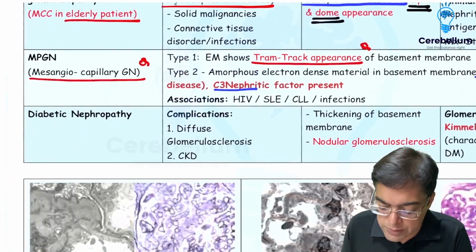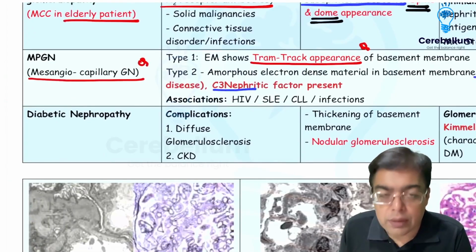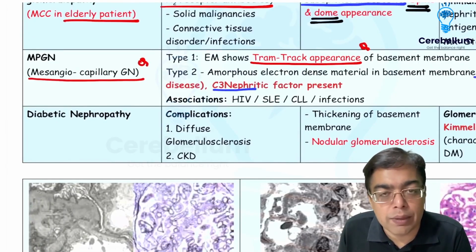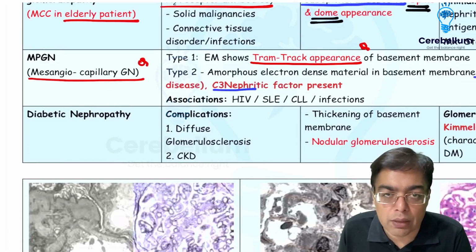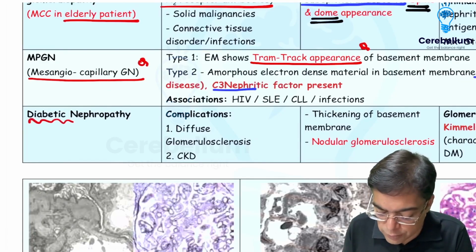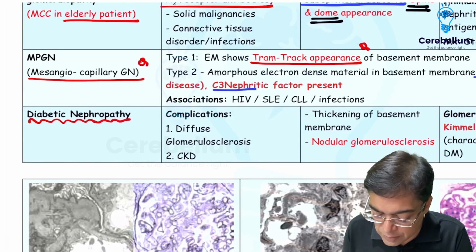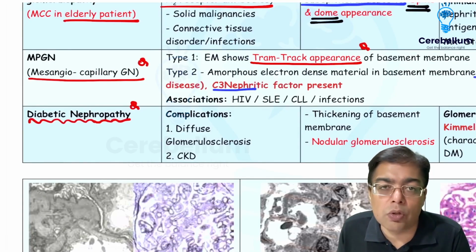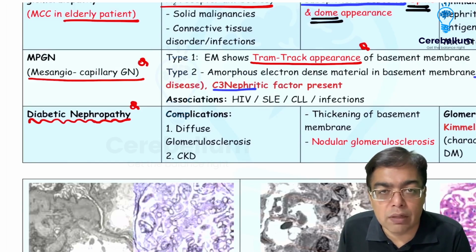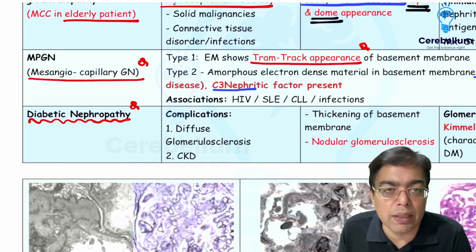Whenever we are talking about systemic causes of nephrotic syndrome, SLE, amyloidosis, diabetes are the common conditions which come to our mind. Out of which, the commonest condition associated with nephrotic syndrome happens to be diabetic nephropathy. Such patients over a period of time develop glomerular dysfunction, and they have a progression into chronic kidney disease.